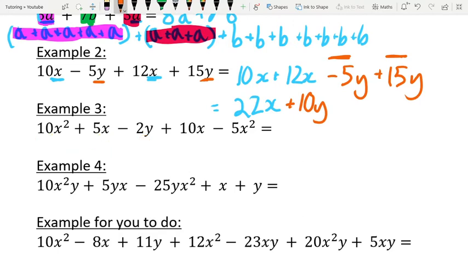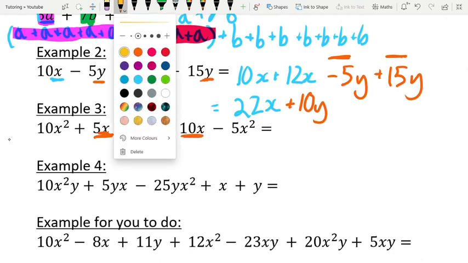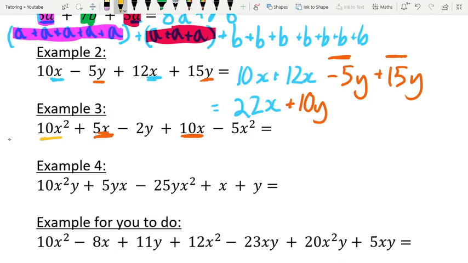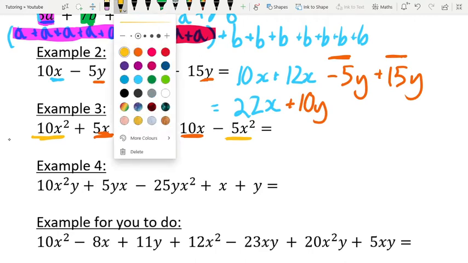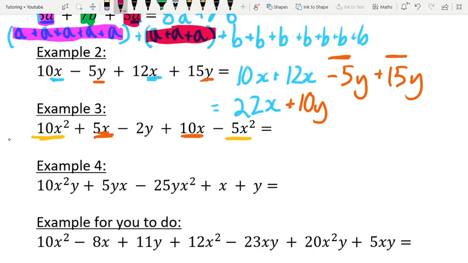So let's do the same method we did before. Let's look for just x's. So we've got your 5x there, you've got your 10x there. Okay, now let's look for just x squareds. You've got your x squared there and your x squared there. And finally, the only one remaining is y. So we can write your y there.